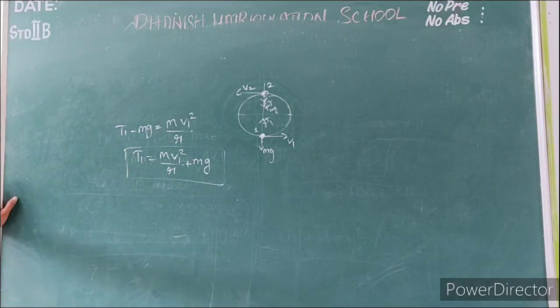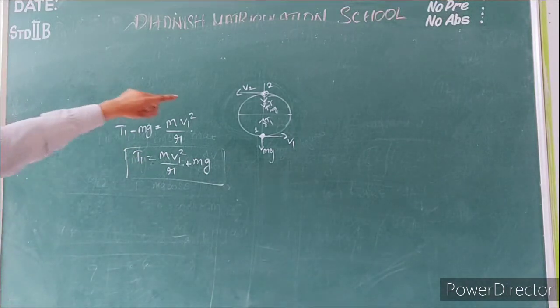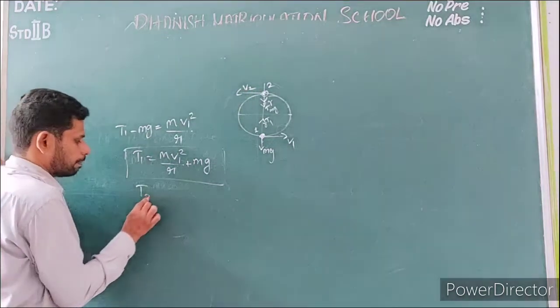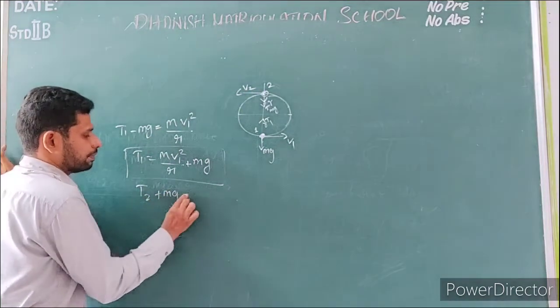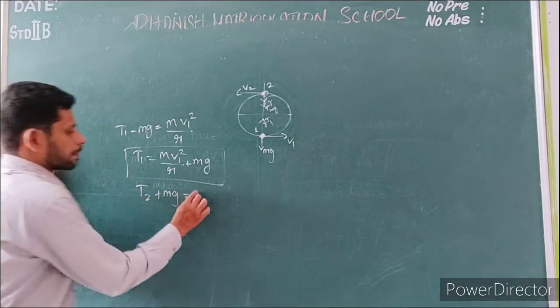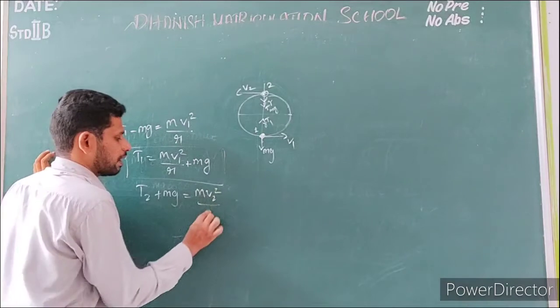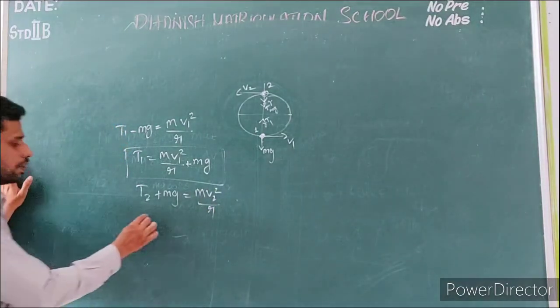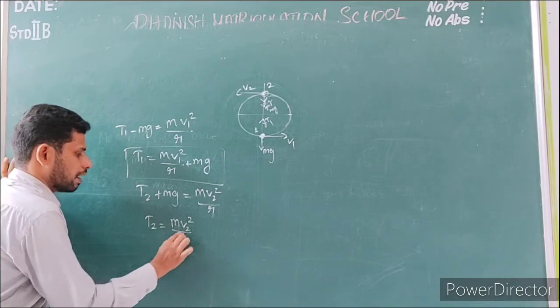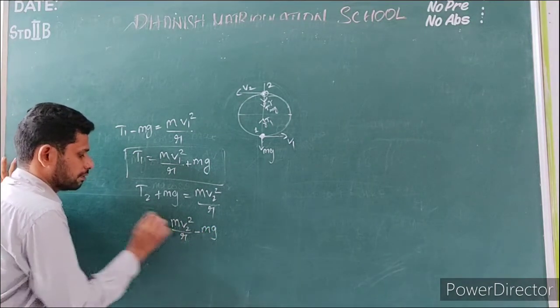The second one, for the highest point: both T2 and mg are acting in the same direction, so T2 plus mg will be equal to mv2 squared by r. So T2 will be equal to mv2 squared by r minus mg.